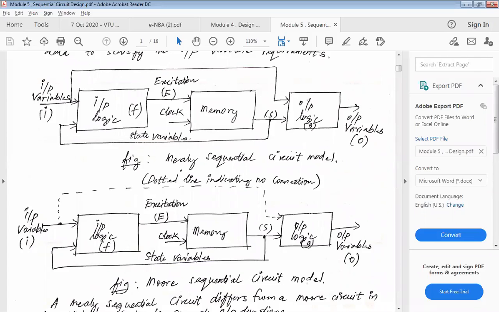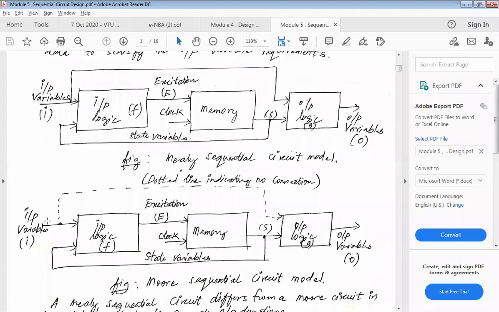Can you repeat once again? Which part you didn't understand? The difference between the two models, which you told just now, sir. If inputs are connected to output, then it is Mealy. When input is not connected to output, then it is Moore.